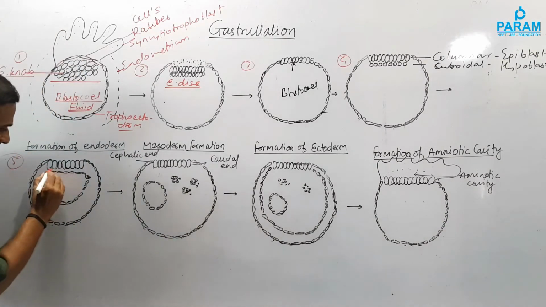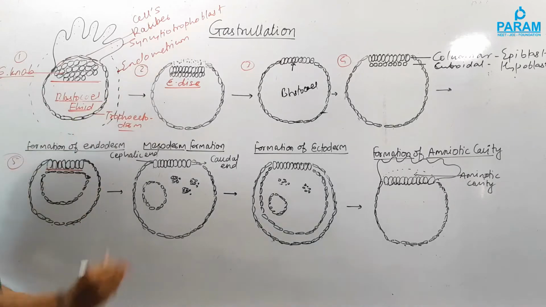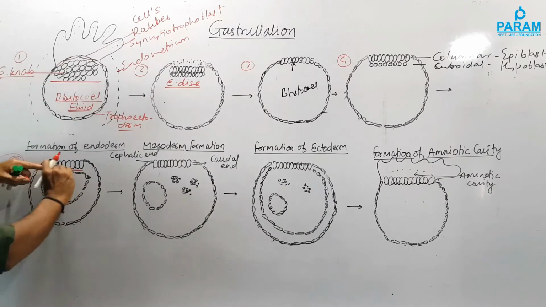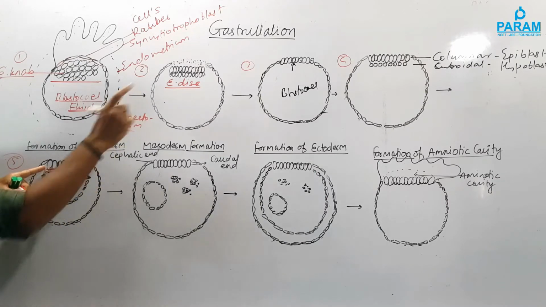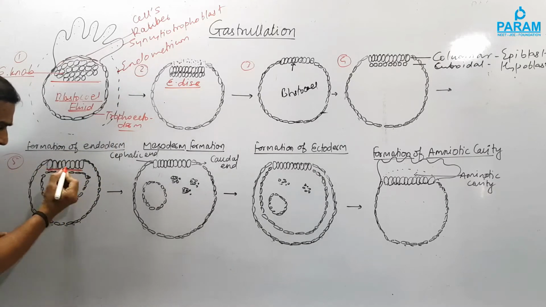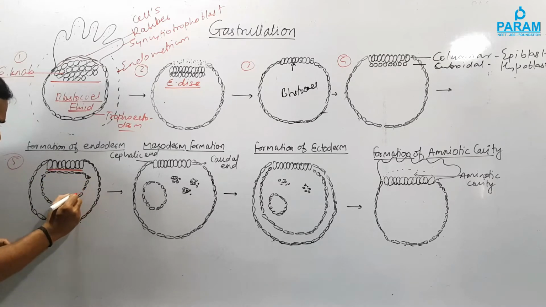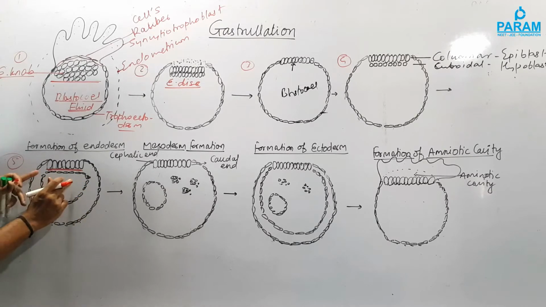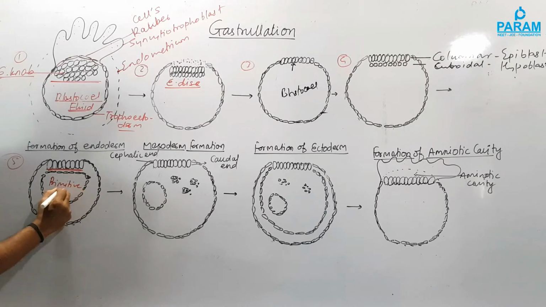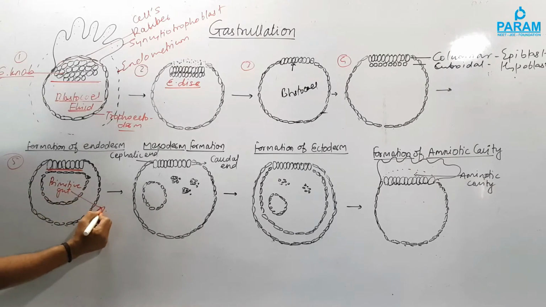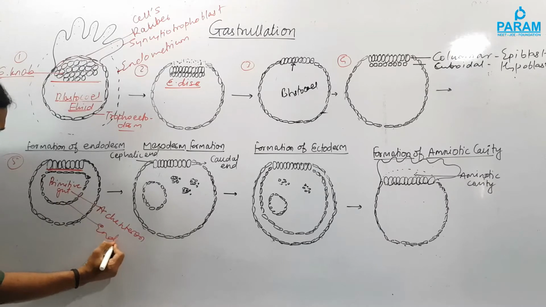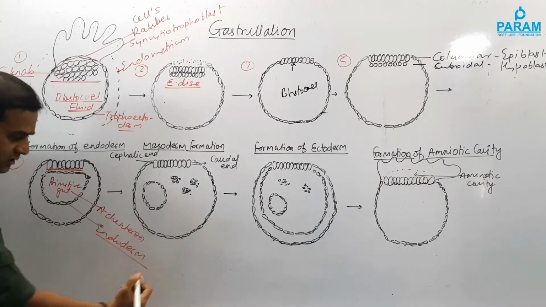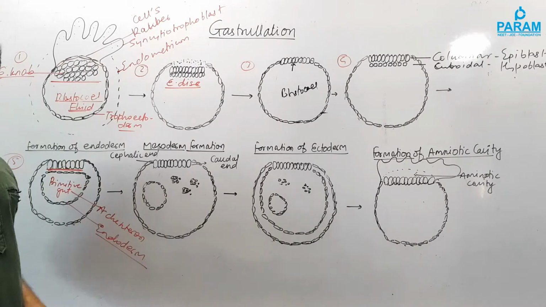In the next event, some cells of this embryonic disc, that is the epiblast, delaminate from this layer, the columnar cells of the epiblast. Some cells delaminate and proliferate in a circular manner to form a structure, and that is called your primitive gut. The cavity is actually called the primitive gut, or it is also termed archenteron, and this is the formation of your endoderm. Endoderm is the first layer to be formed during the process of gastrulation, right?